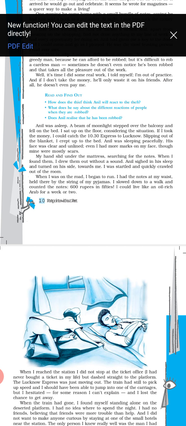His face was clear and unlined. There was no wrinkle on his face. What does it show? There were no frowning lines on Anil's face. What does it show? It shows that he was such a calm and quiet person, isn't it?